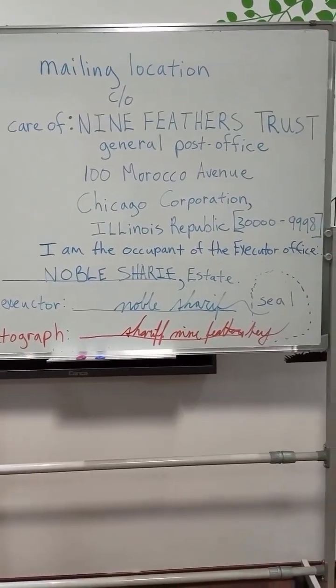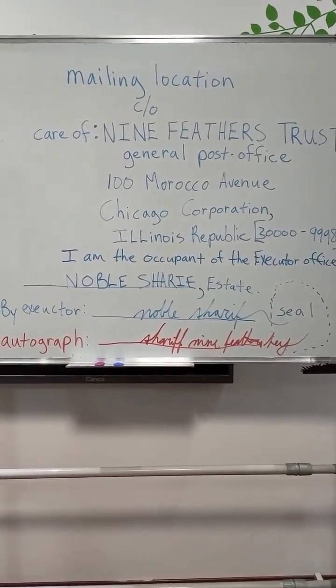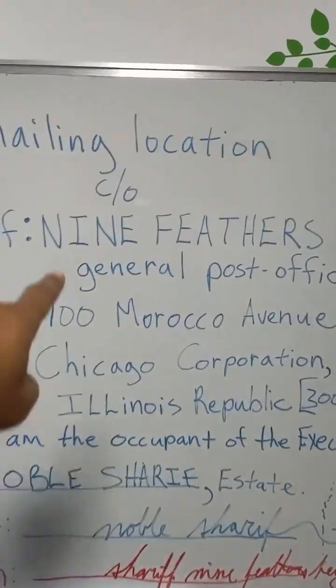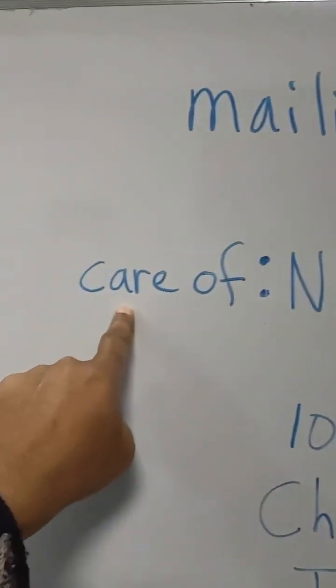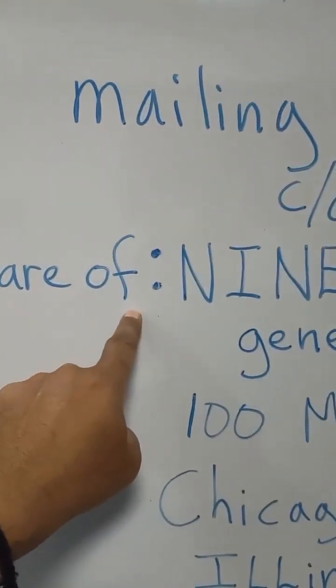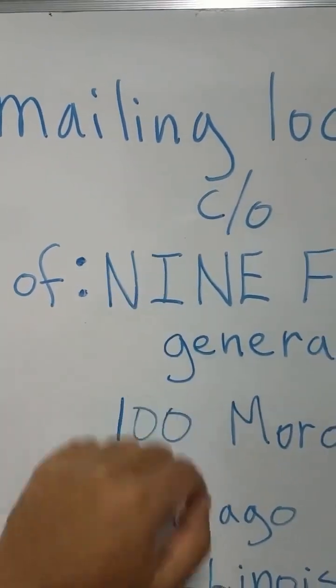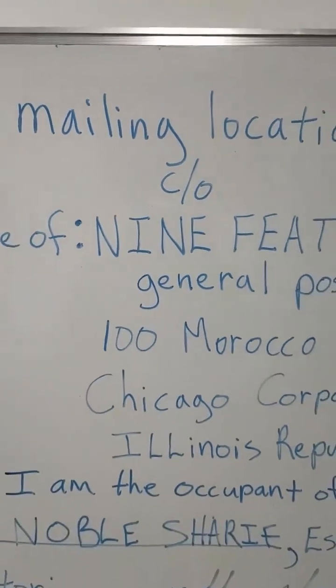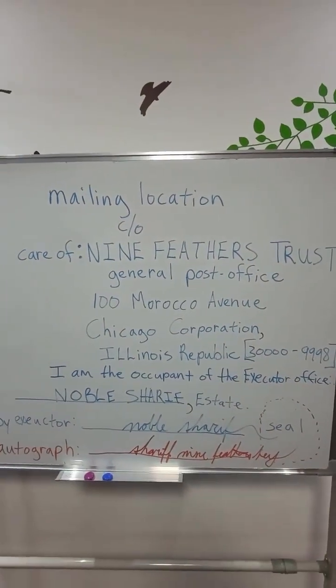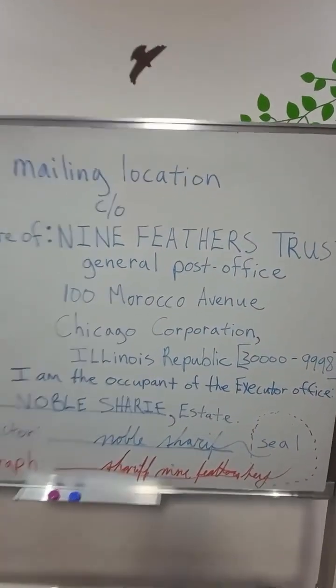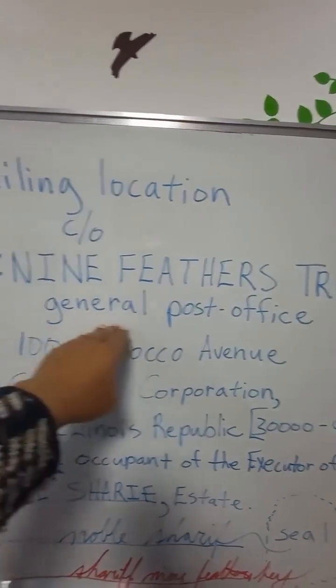you're going to have the mailing location, right? And that's going to be a care of. And even though I have this C/O, care of, here, it's still better to always write care of out. And this is just an example, right? So you have your 9 Feathers Trust. And I use a general post.